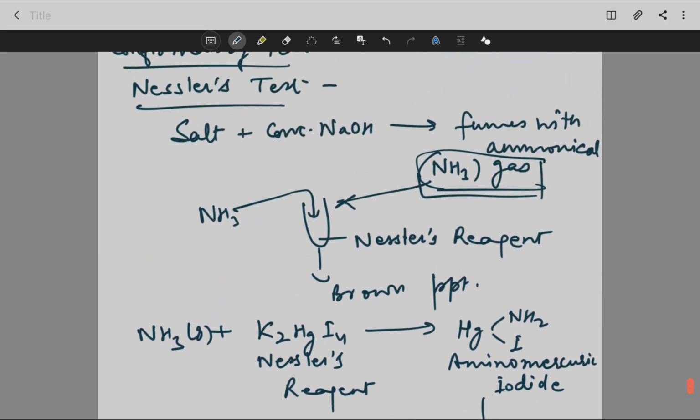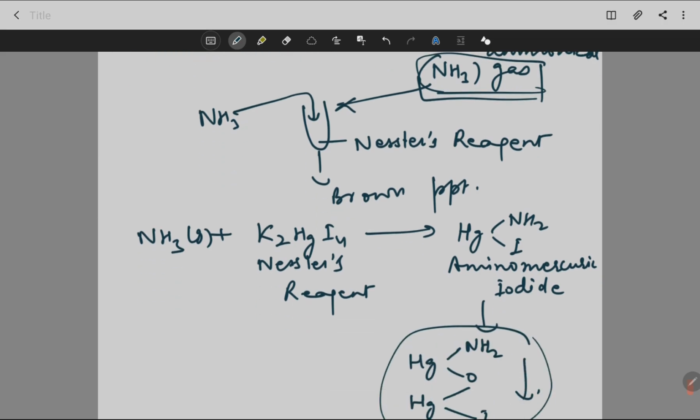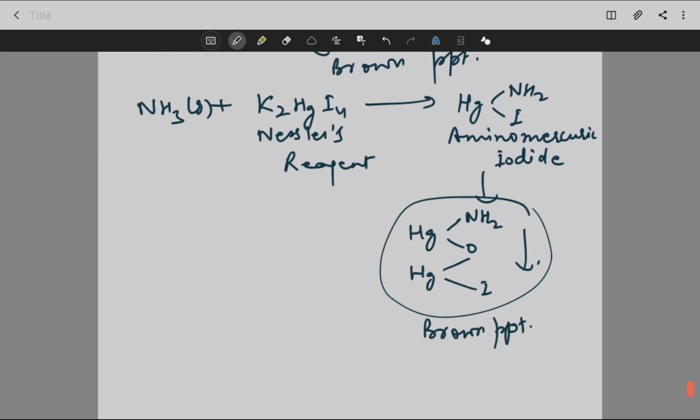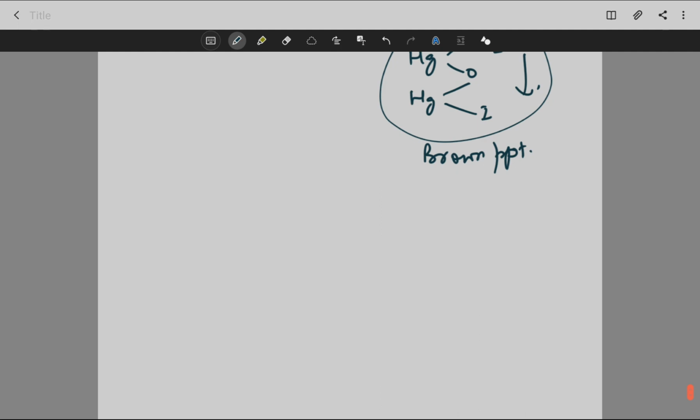So basically we are focusing here: when these ammonical fumes or ammonia gas fumes are passed through Nessler's reagent, we get a brown precipitate because of the formation of this compound. So this is all about the test for ammonium, the group 0. Now we are starting with group 1 radical.